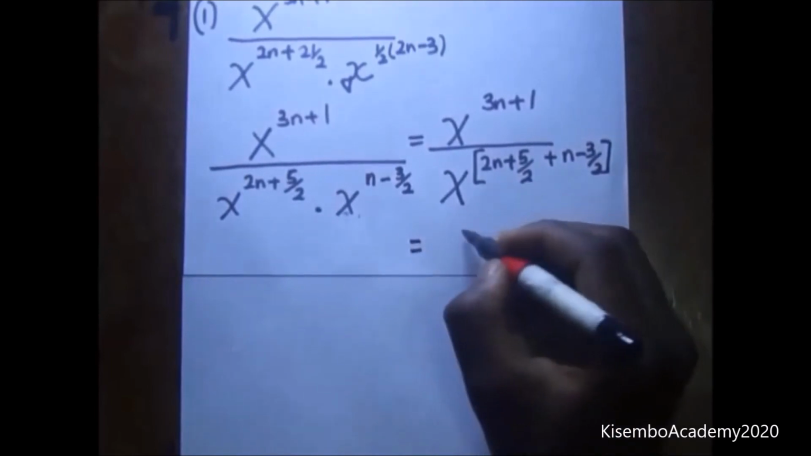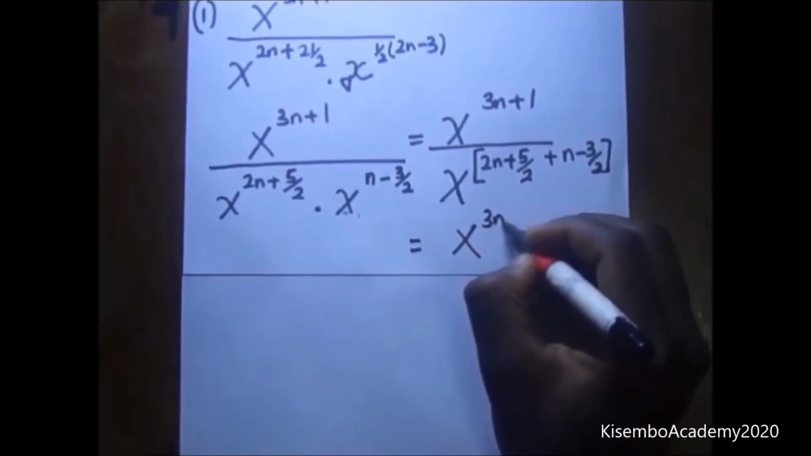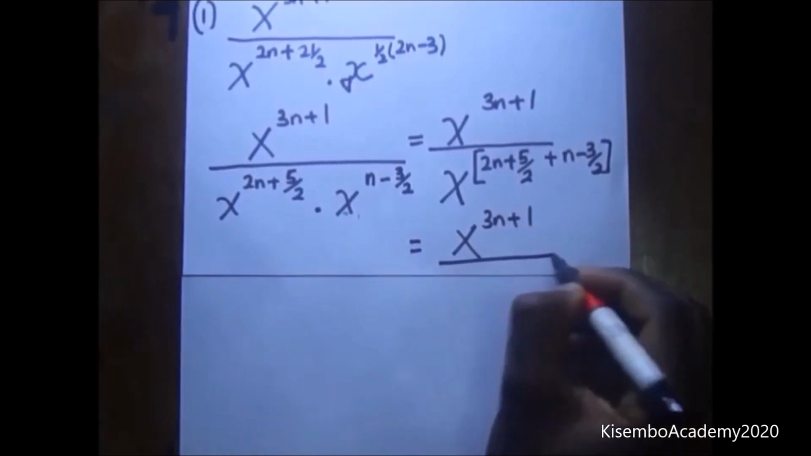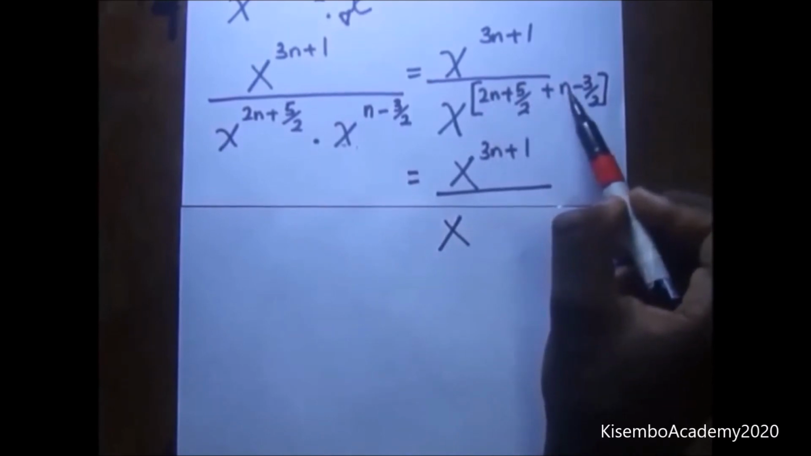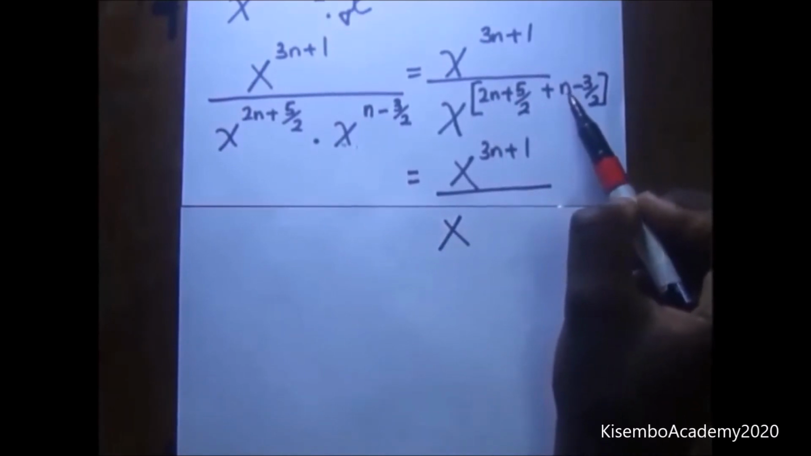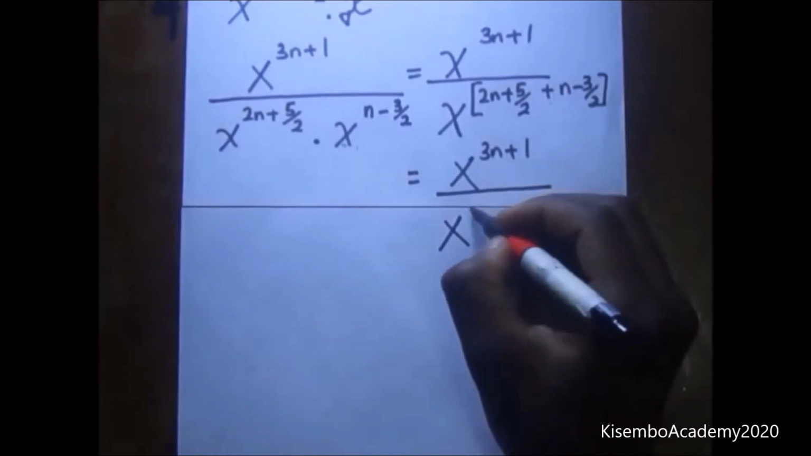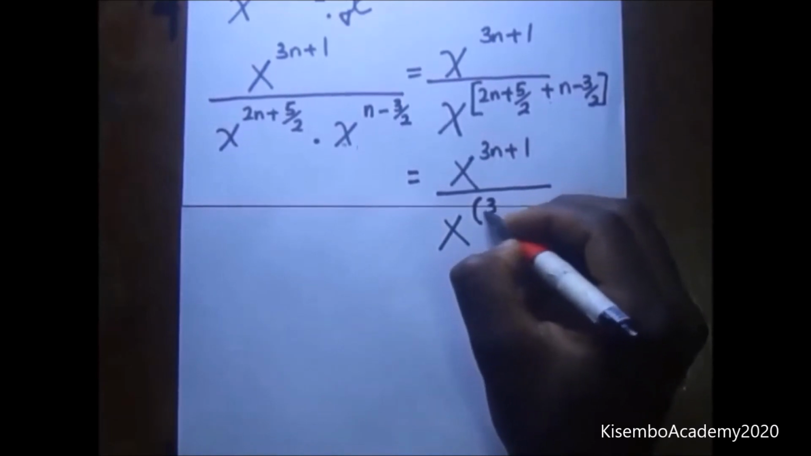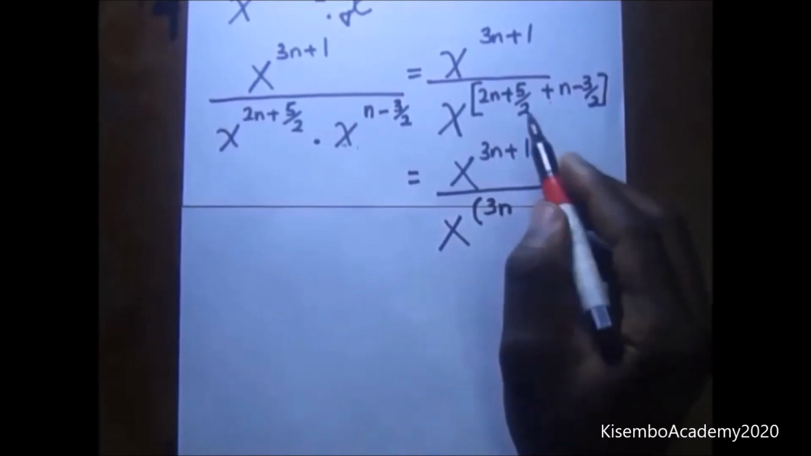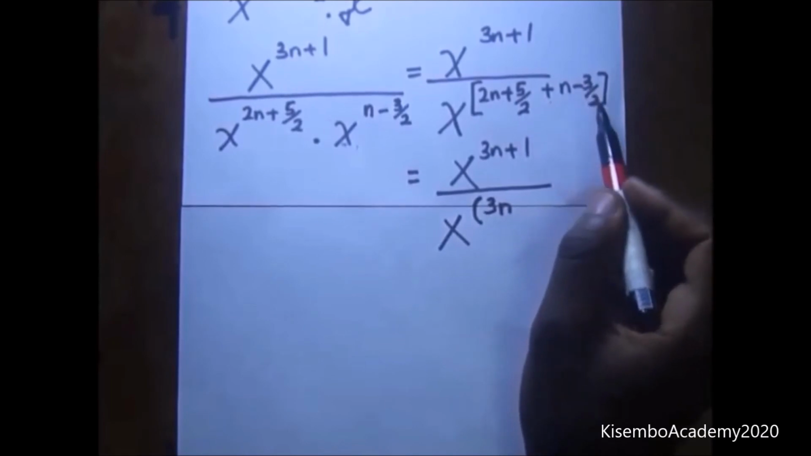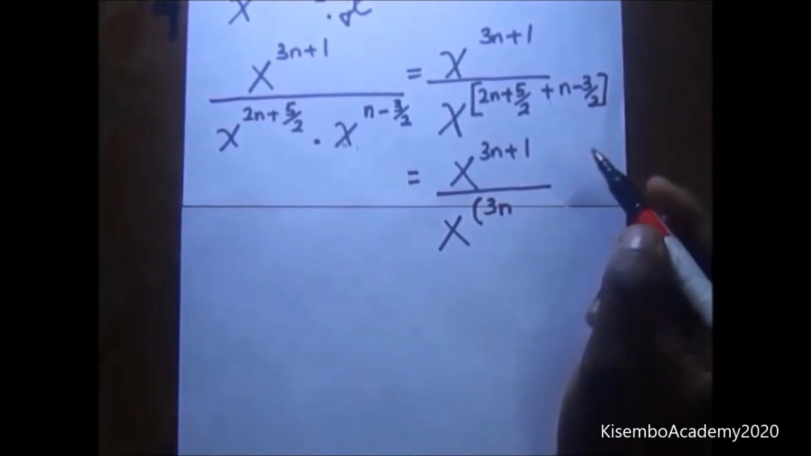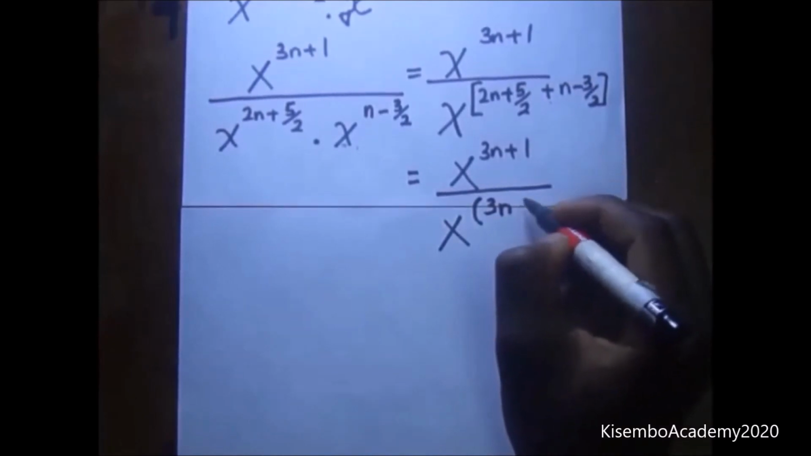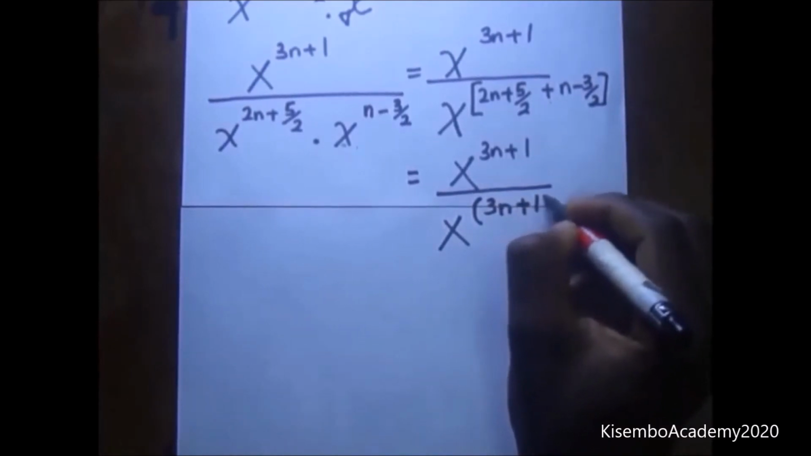When we come down here, it's going to become x to the power 3n plus 1, divide all that by x to the power, now we have 2n plus n, that is going to be 3n. So it's going to be x to the power 3n, then we have 5 over 2 minus 3 over 2, that is going to give us 2 over 2. So it's going to be 2 over 2, which is 1, so it's 3n plus 1.